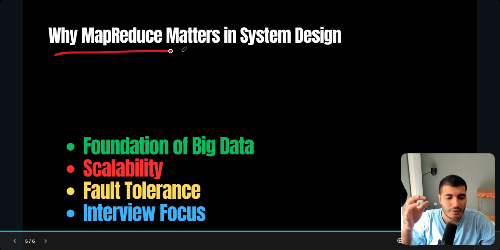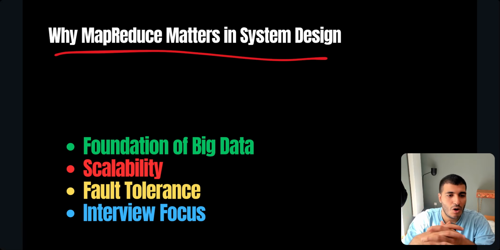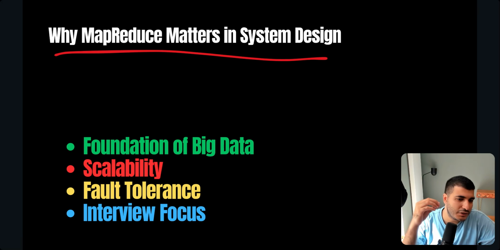Okay, why MapReduce matters in system design. While directly implementing MapReduce jobs has largely been superseded by faster, more flexible frameworks like Apache Spark or Flink, understanding MapReduce's principles is still vital for system design. Number one, we have the foundation of big data. It introduced the core ideas of distributed batch processing, parallel execution, fault tolerance through task retries, and data locality, which underpin almost all modern big data systems.